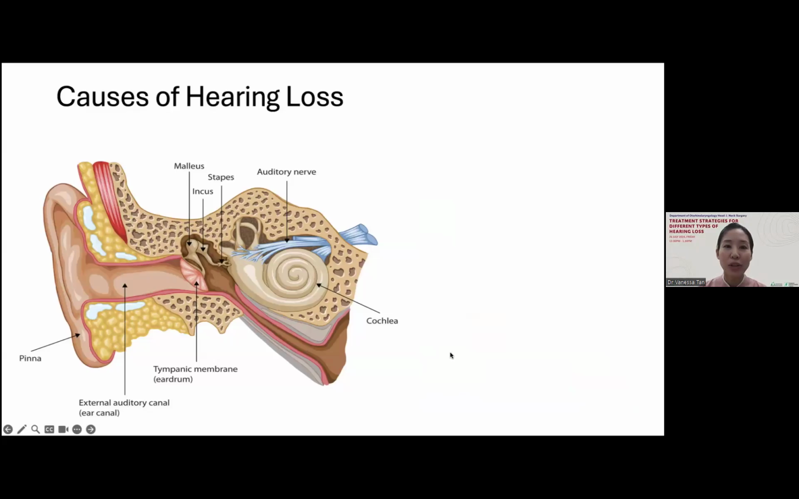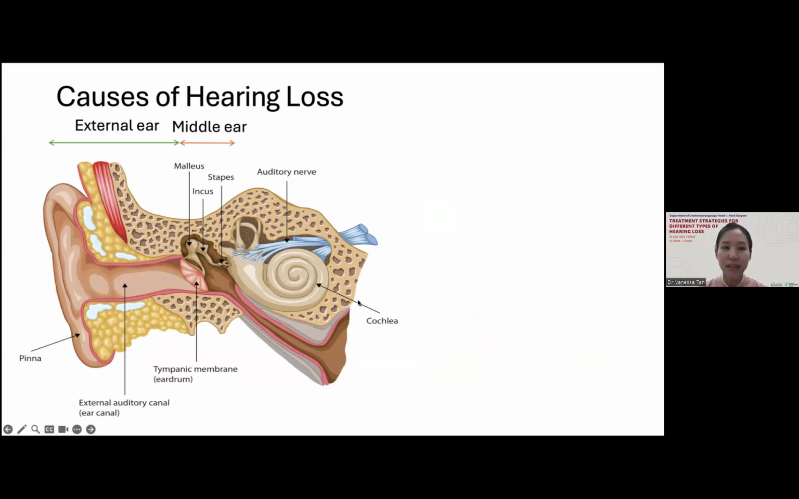Joyce also showed a picture of an ear, and I will recap this because I think it's important for us to understand our ear structures in order to understand the types of hearing loss. Our ears can be divided into three compartments. There's the external ear, which is the ear canal. There's the middle ear, which is the area that Joyce was focusing on in the talk.